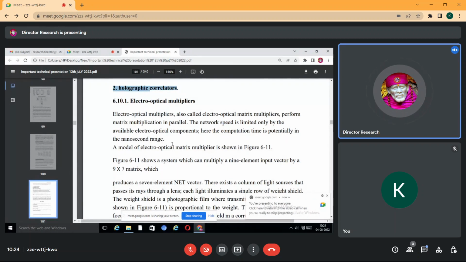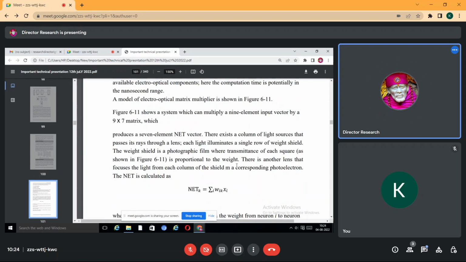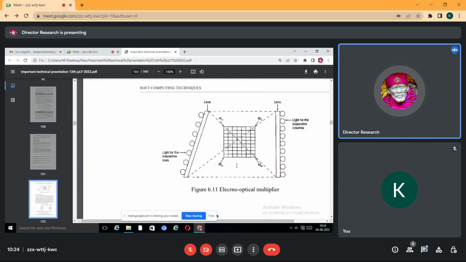Coming into the practical aspects, electro-optical multipliers. Electro-optical multipliers are also called electro-optical matrix multipliers. They perform matrix multiplications in parallel. That is the electro-optical multiplier. The speed of the network is limited only by the available electro-optical components. Here the computation time is potentially in the nanoseconds range. A model of the electro-optical multiplier is like this.